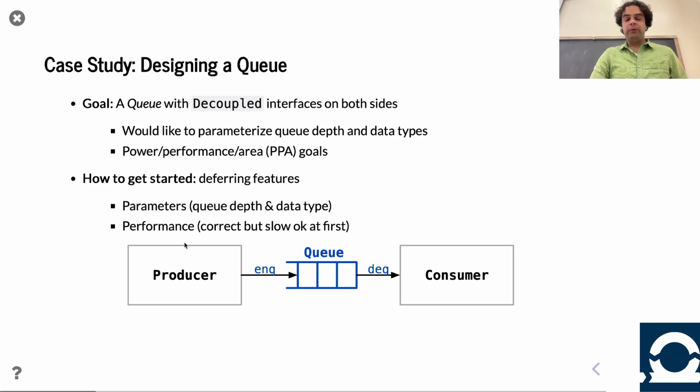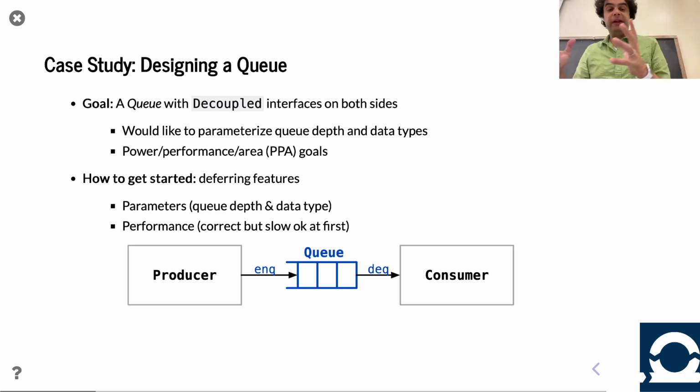And so what's our dream? Our dream is that we want a queue that does the queuing properties. We want to parameterize both the depth of the queue and the data type. Both of those seem like pretty necessary things to parameterize, so those don't seem like things we can hide from the user. And we may have certain power, performance, area goals, in other words, efficiency. So how can we take this ambitious goal and make it something we can start writing code for right away?